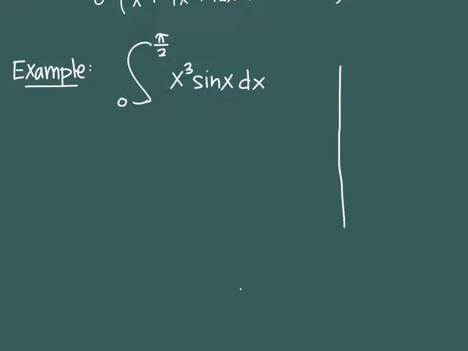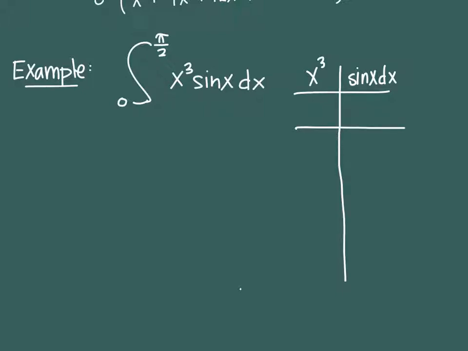So we'll get started with our tabular integration. We will start with the polynomial x to the third and sine of x dx. And you'll need to do this until the polynomial descends to a value of 0, and then you know you stop. That's the last one.